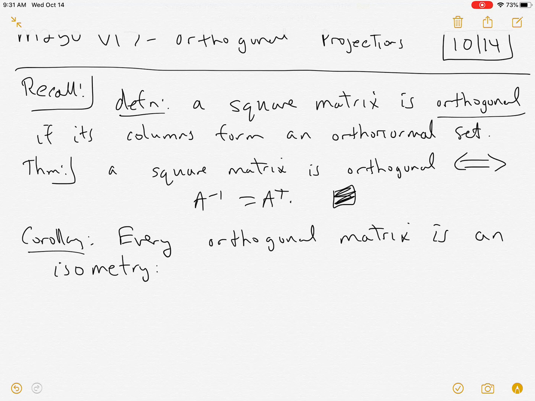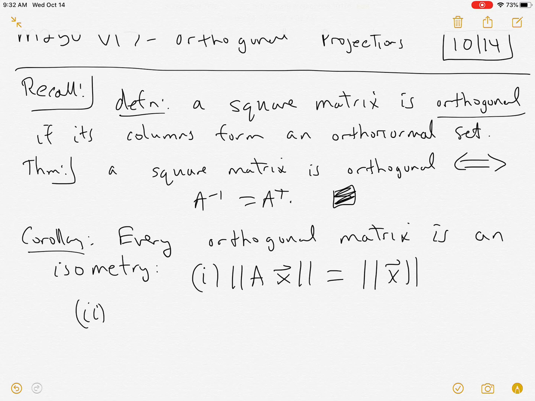Isometry, which means one, if you take the orthogonal matrix A times x, and you define its length using double bars because it could be out of R2, you just get the length of x. So it preserves length. And two, if you take the matrix A times a vector x, dot, the matrix A times a vector y, you just get the dot product of x and y. This is for x and y in Rn. This is crucial later on.